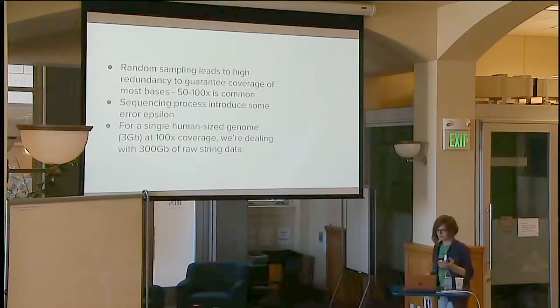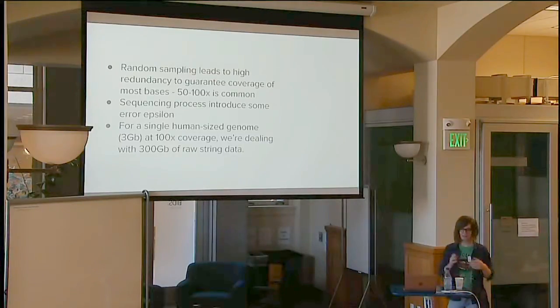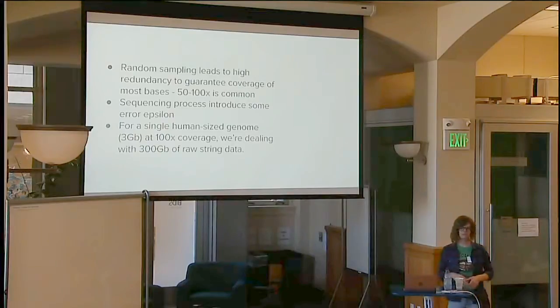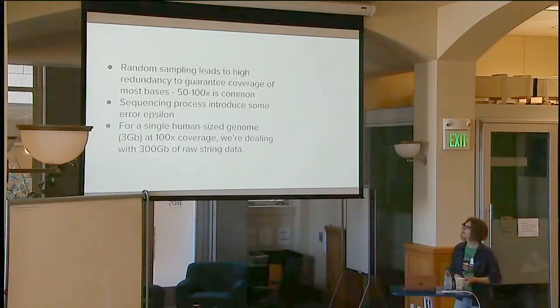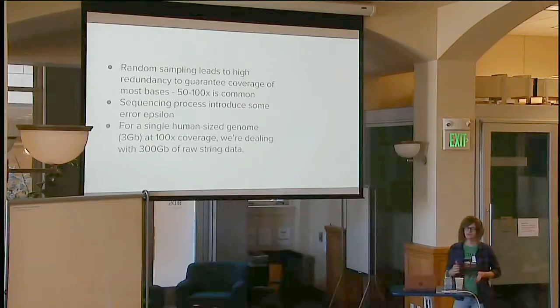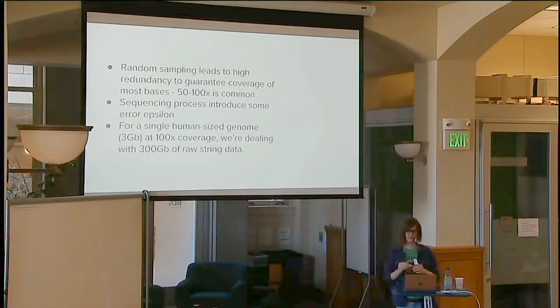And of course, nothing is easy in biology, so the sequencing process has an error rate with shorter reads, which is what I'm going to focus on. That error rate is relatively low, maybe 0.1% to 0.5%, depending on the sample. And with that 100x coverage, and say a genome the size of the human genome, which is 3 gigabases, you end up with maybe 300 gigabytes of reads for just one sample.